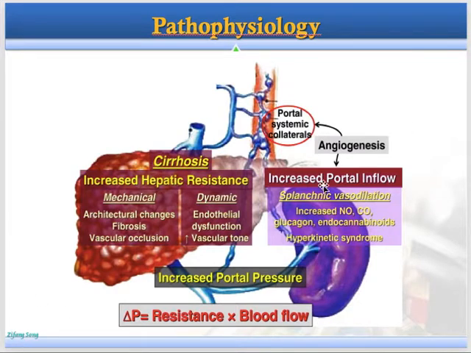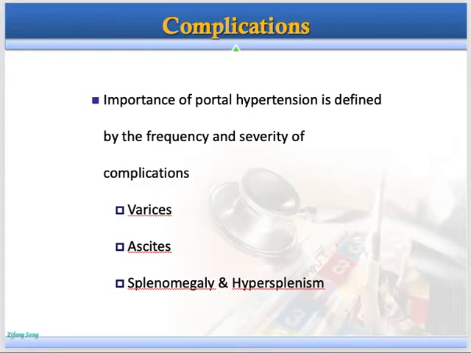A very good demonstration of cirrhosis: increased hepatic resistance is there, right? So what are the mechanical effects? Of course there is fibrosis, vascular occlusion, endothelial dysfunction and increased vascular tone, and there is increased blood flow and increased pressure over here, and more blood will be shunted here. And I told you nitric oxide is the main mediator of all those things.